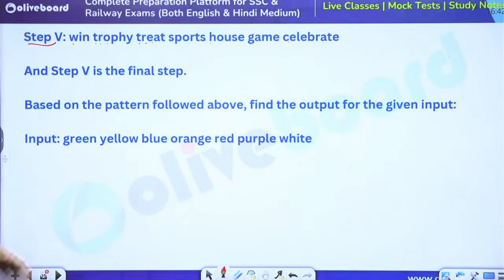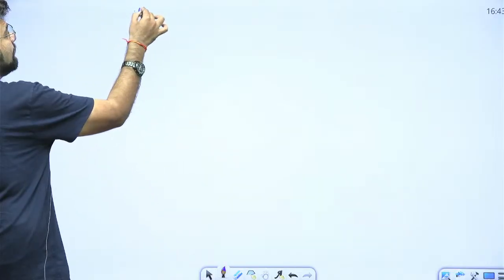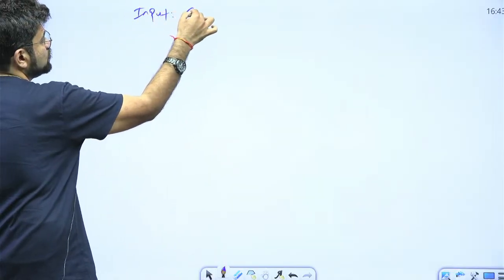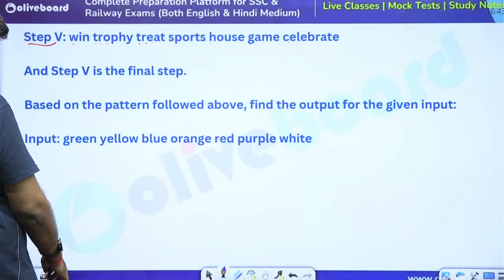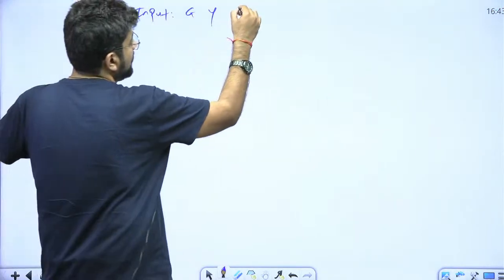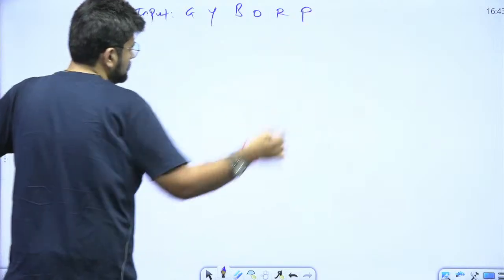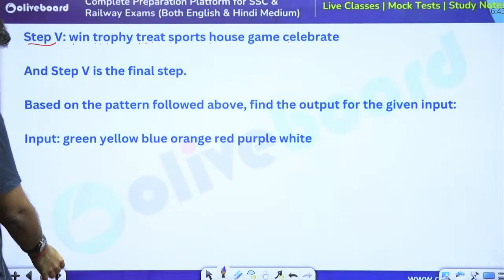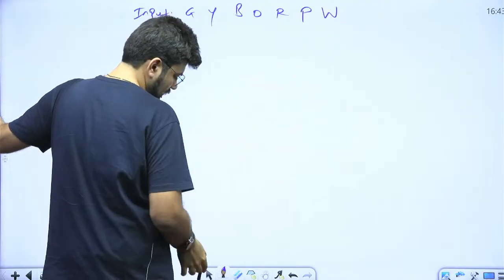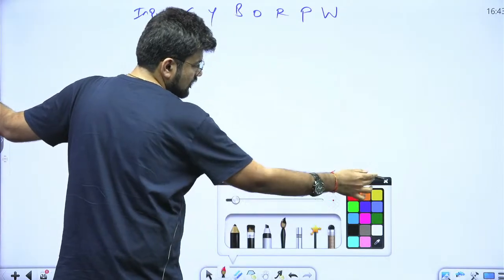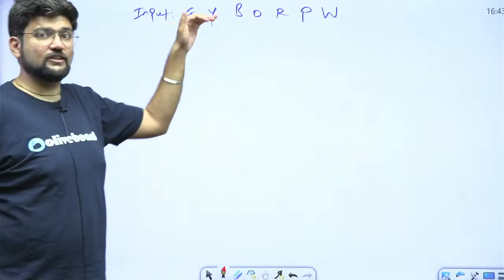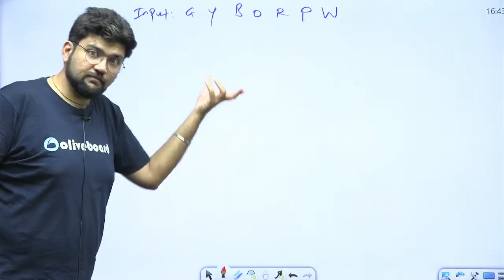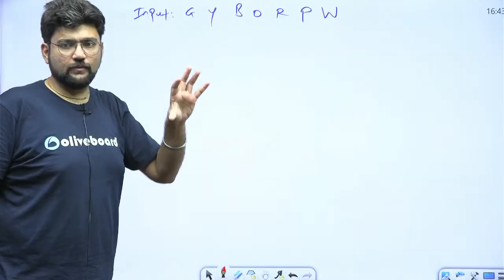Okay. Got it. What is the input? Input is green, yellow, G, Y, B, O, R, P, W. All the letters are different. Very nice. So input step is G, Y, B, O, R, P, W. Okay. Now you know what is going to be a final output. You just need to travel till there. Why? Because questions are asked in the between steps also. So we need to be careful about that. Okay.